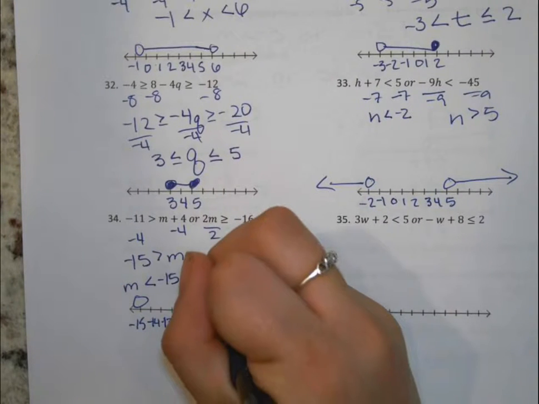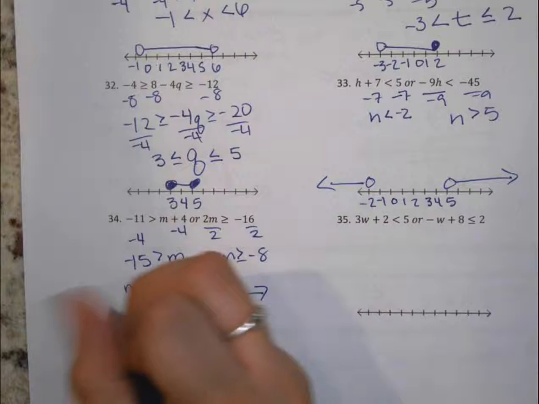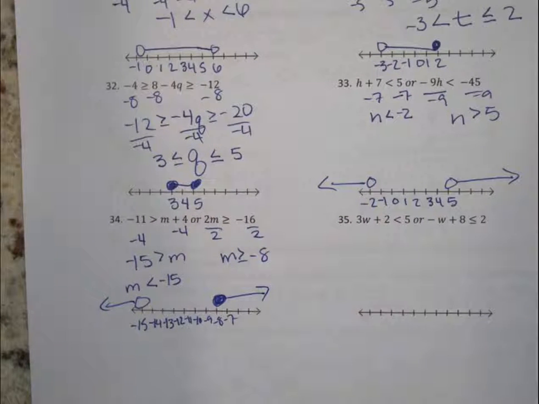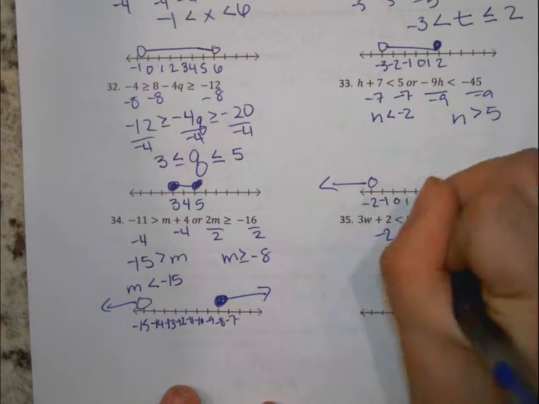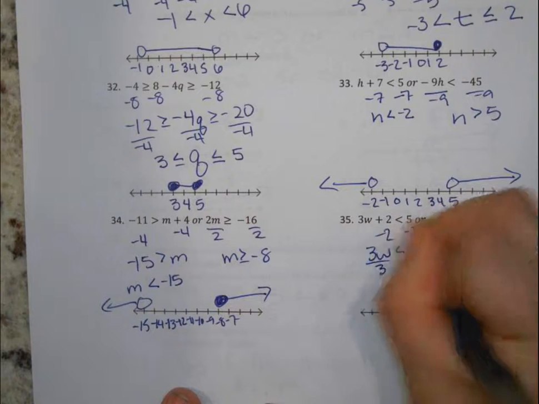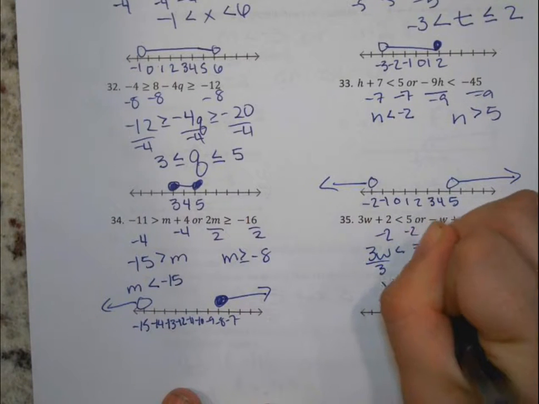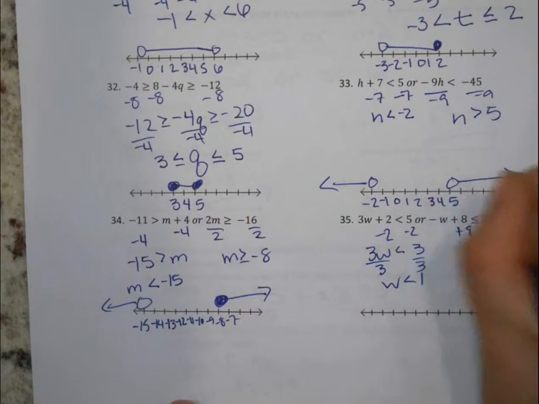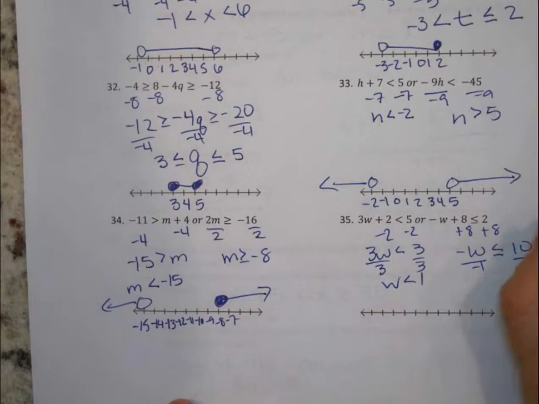Negative 8 gets a solid circle because it has the equals to, and 15 gets an open circle because it has an outline. 35, I'm going to go ahead and solve again. I subtract 2, 3w is less than 3, divided by 3, w is less than 1. Second one, I add 8 to both sides. I have the negative w is less than or equal to 10. Divide by negative 1. W is greater than or equal to negative 10.